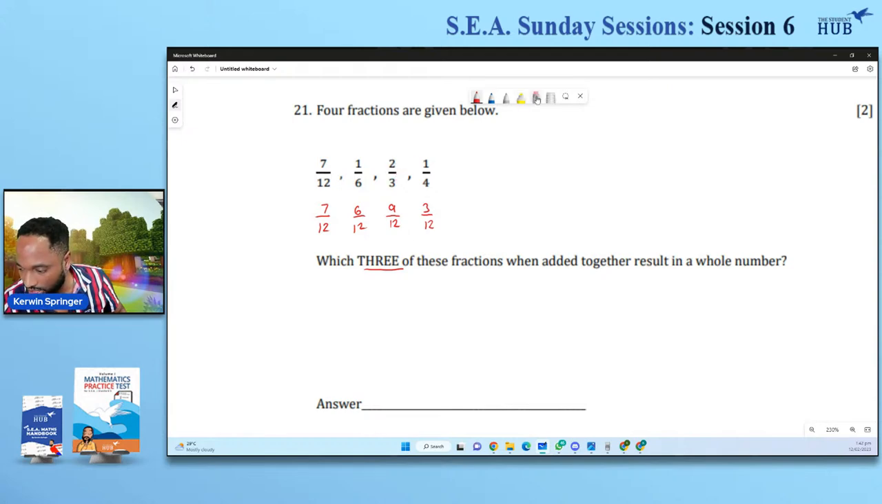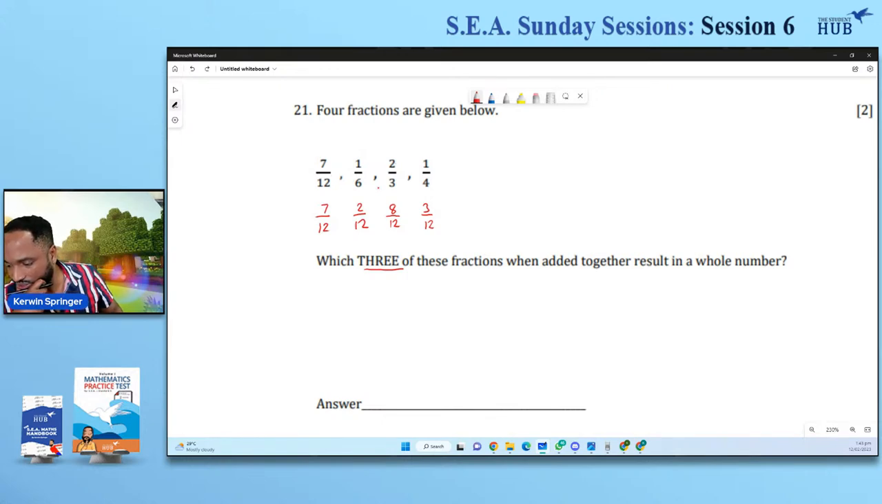2/3 is the same as, not 9 out of 12, sorry, 8 out of 12, right? And 1/6. So how can I add all of these to get a whole number? How much is 6 and 8? How much is 7 and 8 and 3? Did I make a mistake? 1/6 is 2 out of 12. I made a mistake with this 1/6. 7/12, 1/6, 2/3. I made 2 mistakes. This was supposed to be 9 out of 12, and this was supposed to be 2 out of 12.